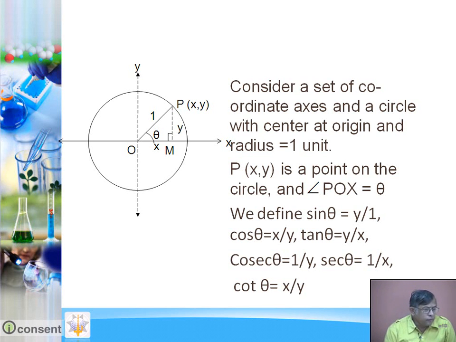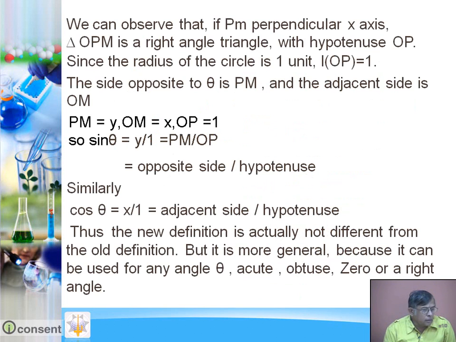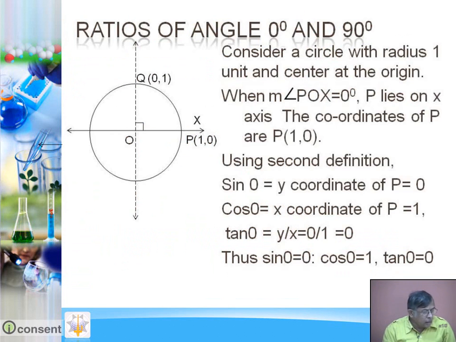We can observe that if PM is perpendicular to the x-axis, triangle OPM is a right angle triangle with hypotenuse OP, and this is equal to 1. The side opposite to theta is PM and the adjacent side is OM. PM is equal to y, OM is equal to x, and OP is equal to 1. So sin theta is equal to y upon 1, opposite side upon hypotenuse. So using this, we can associate coordinates of a point with the ratios.